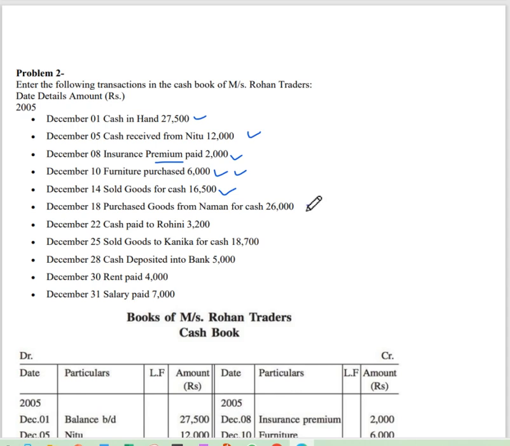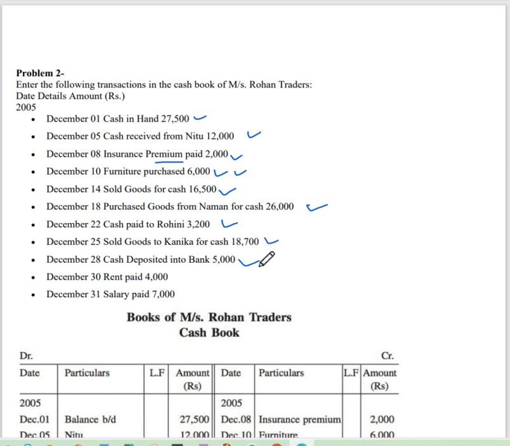Next, purchase goods from Naman for cash, 26,000 rupees. We have purchased the goods and paid 26,000 rupees cash. This is a cash payment. Next, cash paid to Rohini, 3,200 rupees. This is a cash payment. On December 25th, sold goods to Kanika for cash. When we are selling the goods, we are receiving cash of 18,700 rupees. This means cash receipts.